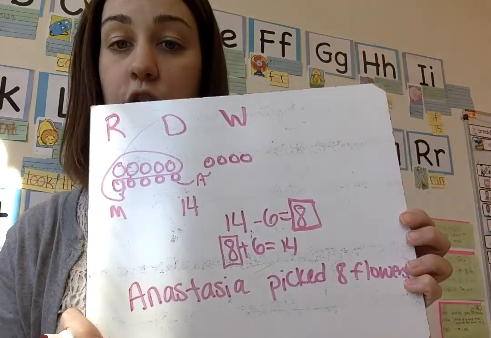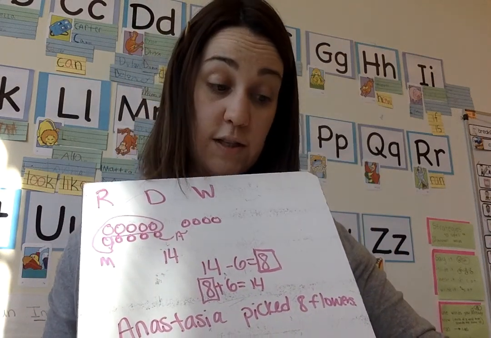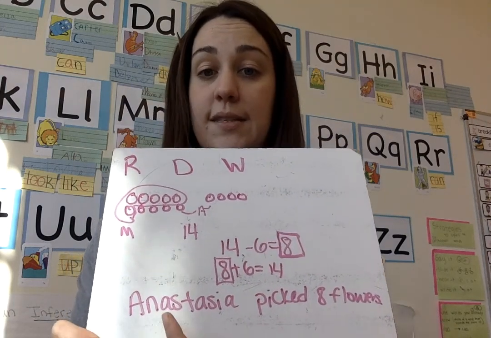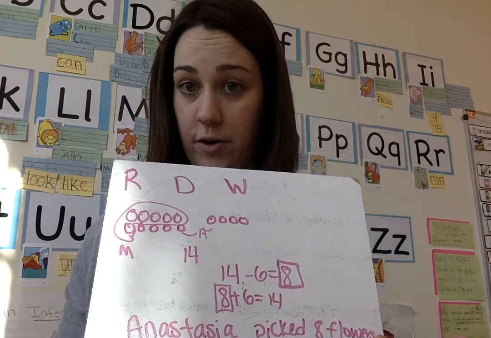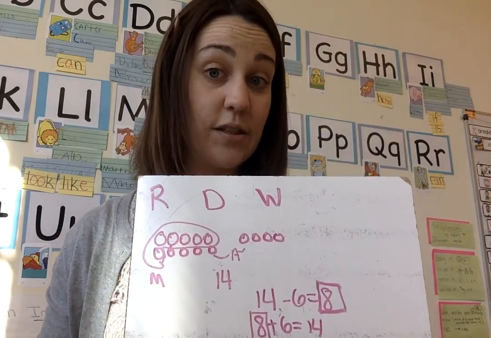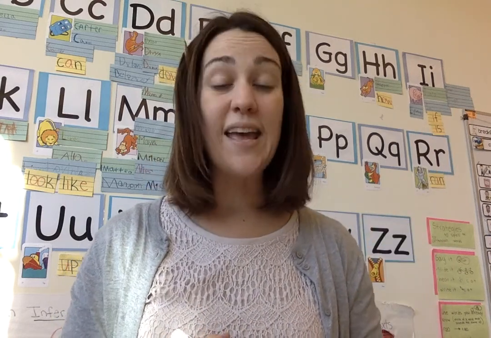I've encouraged the children to go back into the word problem to have me reread the question to them. The question was, how many flowers does Anastasia pick? The statement is, Anastasia picked 8 flowers. This would be considered a complete answer using the RDW strategy. You'll notice that there are many word problems in this week's homework. Again, reading it to them, having them use the RDW process.